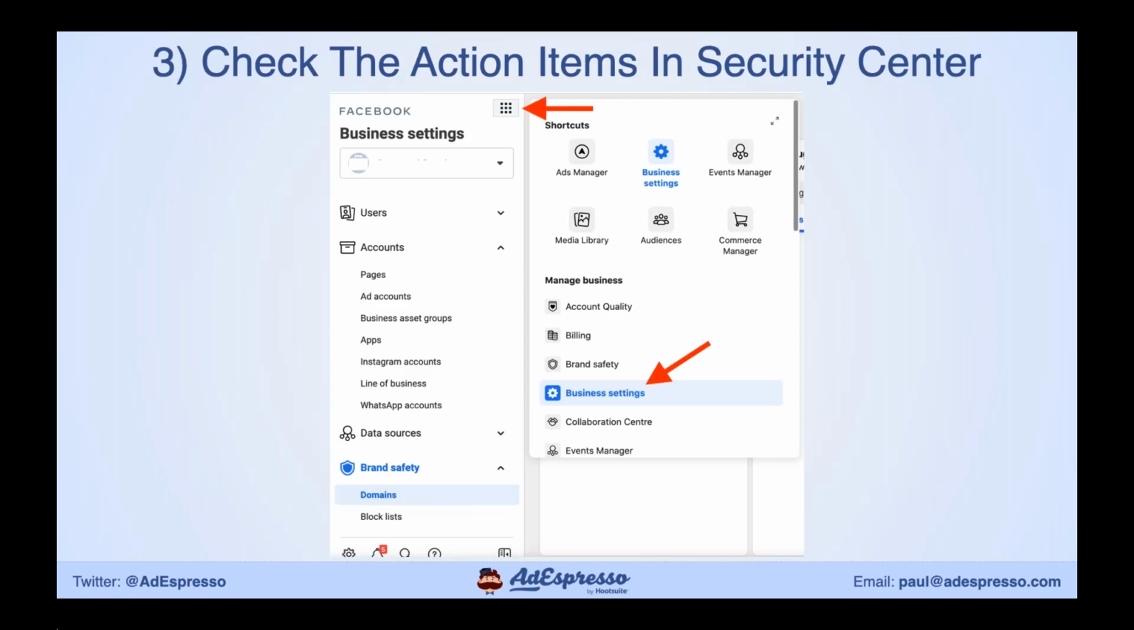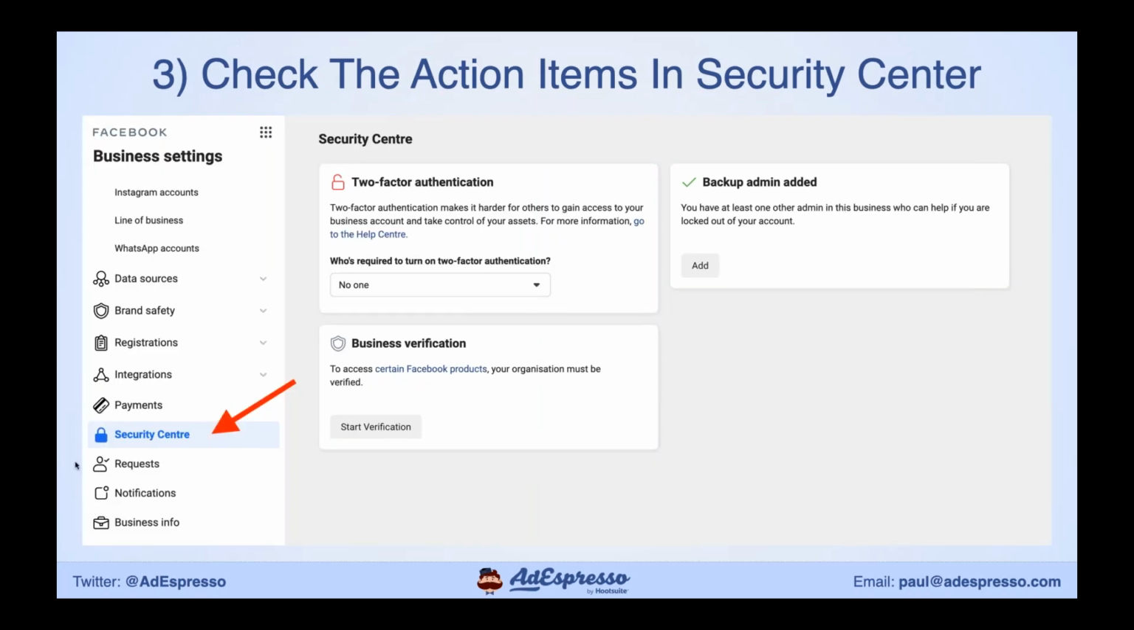The third tip to stop any rejections is to check the action items in Security Center. If you're going to business.facebook.com, you'll see the business settings, and you'll see that little red arrow there, where you get 9 dots essentially. Anytime you're in Business Manager, in the top left-hand corner, if you click on that, you can expand out this menu, and then you can get to business settings. Once you're in there, you're going to see another left-hand menu, and you're going to see Security Center.